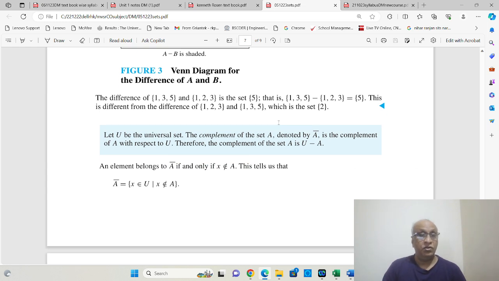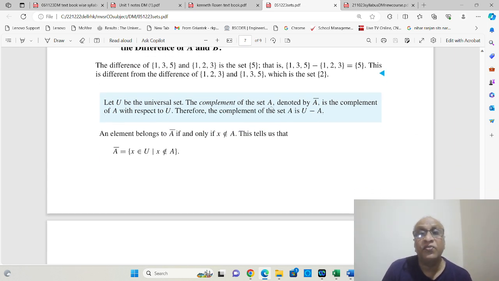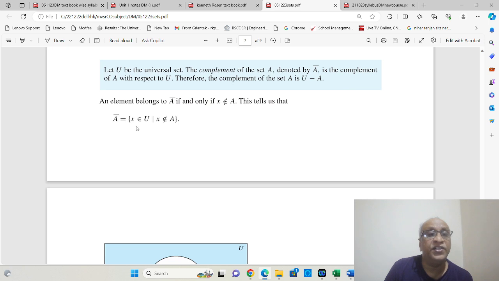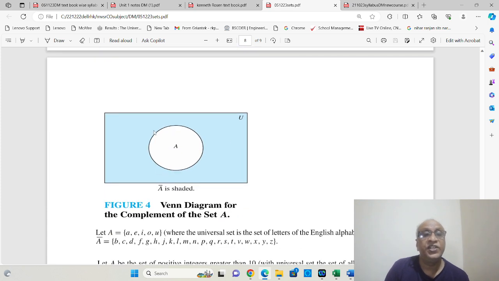Now, what is the complement of A? The complement of A is denoted by A bar. Okay, and it is given as U minus A, where U is the universal set. And complement of A is x such that x belongs to U and x does not belong to A. See here, this is the definition of complement of A in the Venn diagram representation. How? Because this is A and I have shaded the rest of U, which means this is the complement of A.